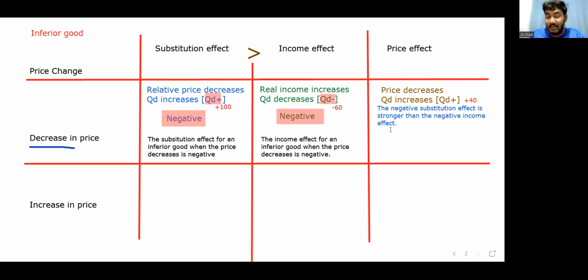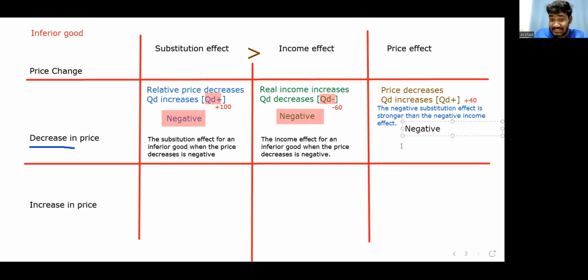Now, what type of overall relationship could we have over here? Price decreasing, QD increasing. Positive or negative? I'll talk about price effect again, don't worry. Positive or negative? Negative, right?